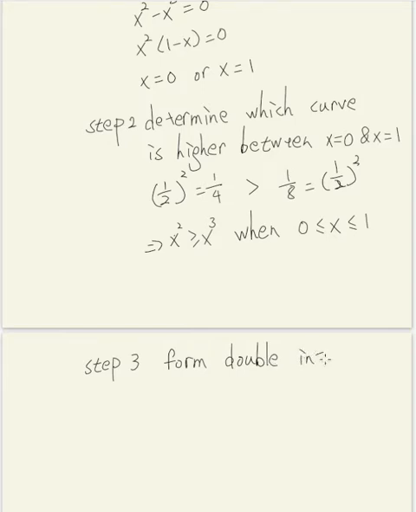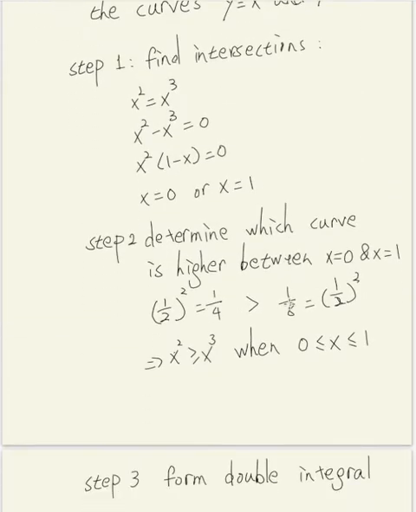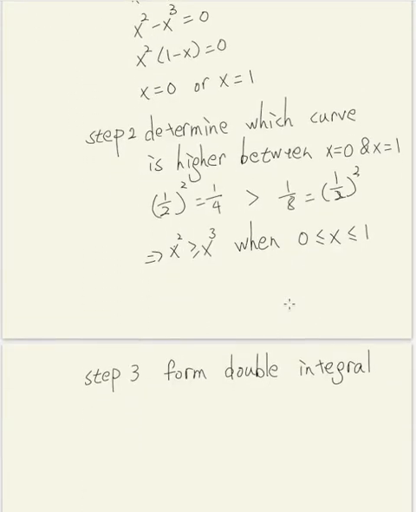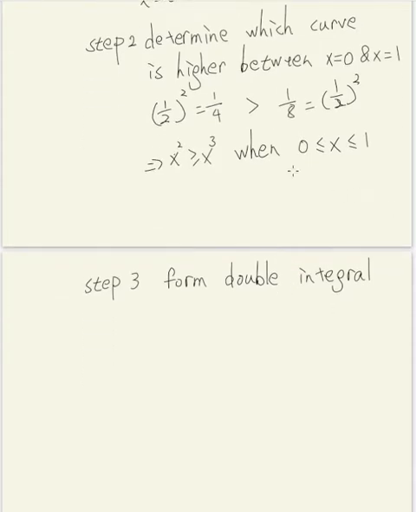You need to know which curve is larger between the intersection points, because when you're forming double integrals, you have to use the two curves as boundaries of the integral. And if you don't know which one's larger, you don't know which one is the upper bound and which one's the lower bound. So you have to find which curve is larger first. Now that we've done that, we form the double integral.